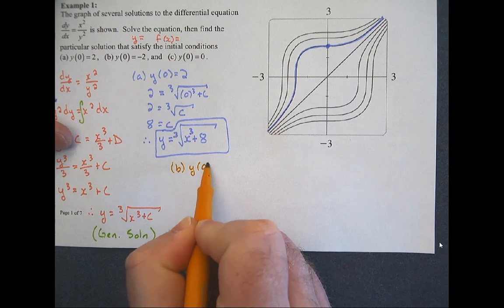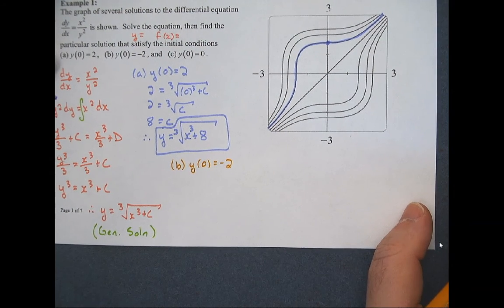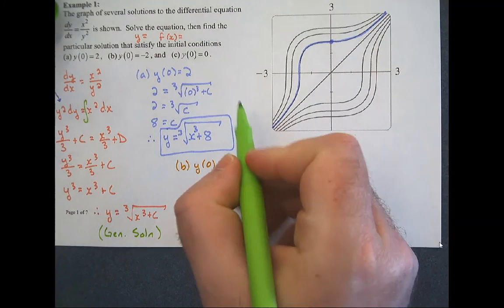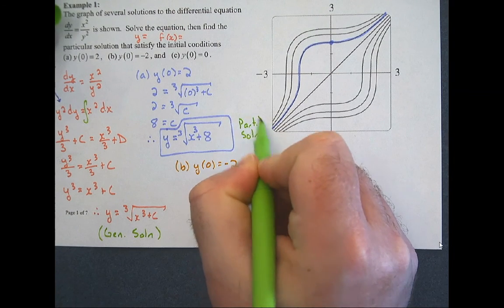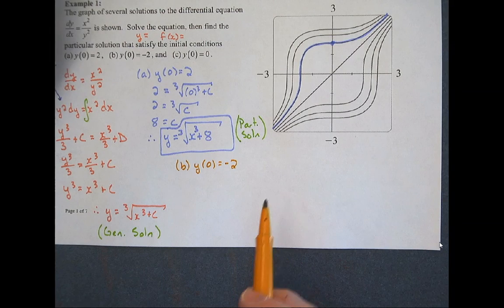So y of 0 equals -2. I'm going to encourage you to pause here and try to find the particular solution. Actually, I want to write that before you pause. I want to write next to this that this is a particular solution. I like to identify those as we go through. All right, pause. See if you can figure it out.